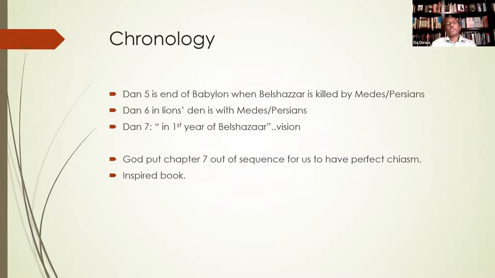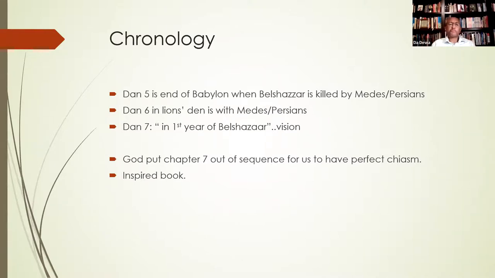Interesting thing is that if you actually look at it in time sequence or chronologically, chapter 5 talks about Babylon coming to an end and Belshazzar, the king, is killed and the Medes and the Persians come and take over power. Chapter 6 talks about Daniel in the lion's den and Darius was king at that stage, and Darius was king of the Medes and the Persians. Chapter 7 starts off by saying in the first year of Belshazzar. And so chapter 7 is actually taking us back to Babylon. The king who died in chapter 5 is now being spoken of again in chapter 7.